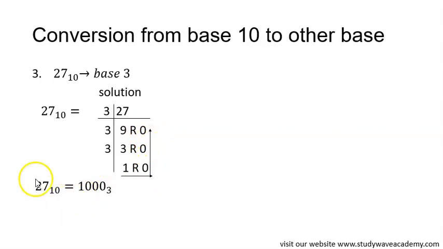Base 3. Okay, so 27 in base 10 is equal to 1000 base 3. Okay, this in base 10 is this in base 3. 27 in base 10 is equal to 1000 in base 3. Do you understand? Okay, that is good. So we can now convert from base 10 to other bases, right? If you see a question to convert from base 10 to base 9, you'll be able to do that. From base 10 to base 4, I'm sure you're going to be able to do that. Okay, that is good.